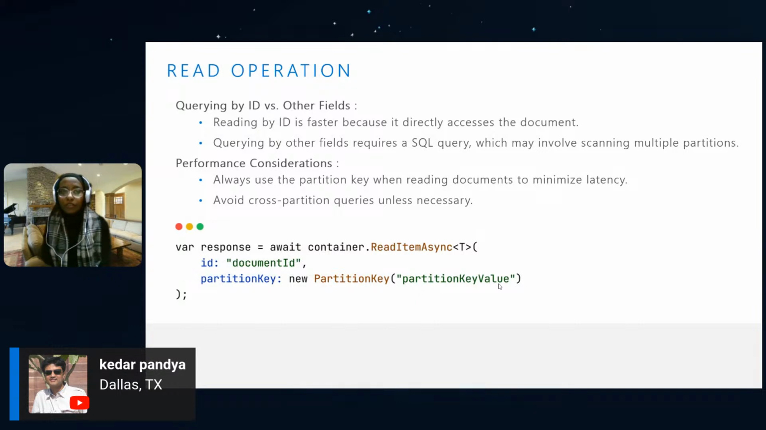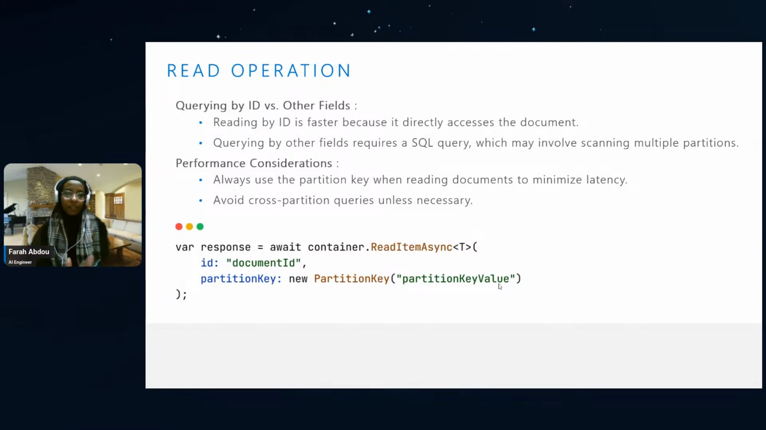Then the second part is the read. The read here uses ReadItemAsync, and in our example we are reading by the ID, so it will be faster. We can access the document faster, and we can also query by other fields, of course, and use SQL queries. As a performance consideration, we need to avoid cross-partition queries if it is not necessary, and always use the partition key when reading documents so we can minimize latency.